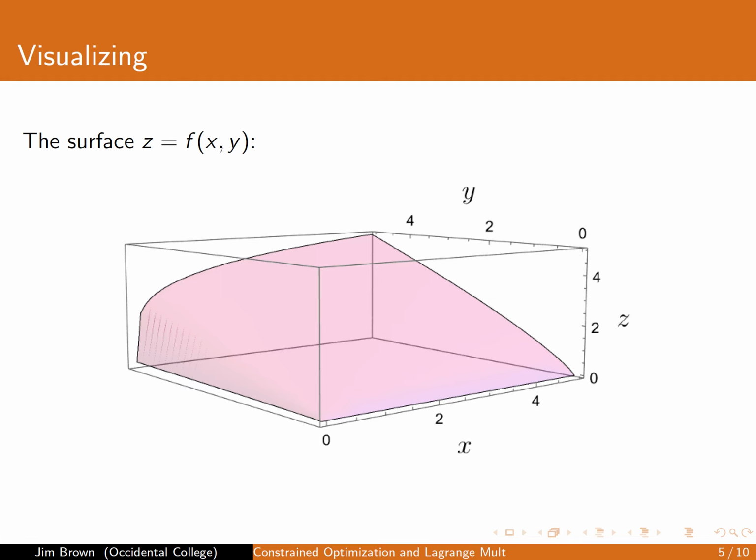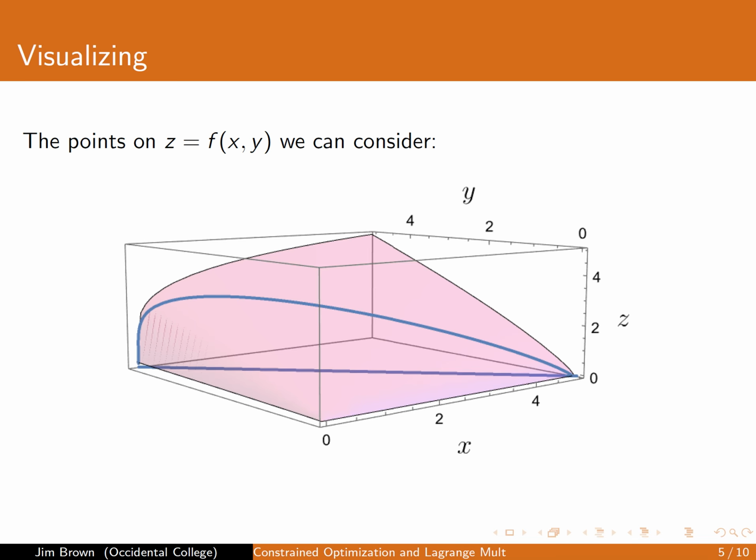So here is our surface, z is equal to f of x y. Here was my constraint here in the x y plane. And then I'm looking at this curve here above it. And I'm trying to figure out what's the biggest value. So it looks like it's right here, which looks like it's about 3, which is what it looked like from our level curves.